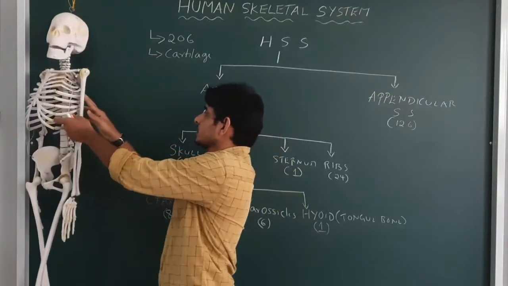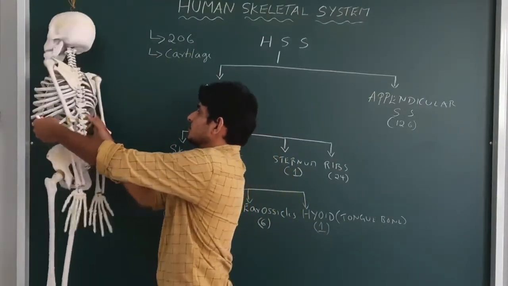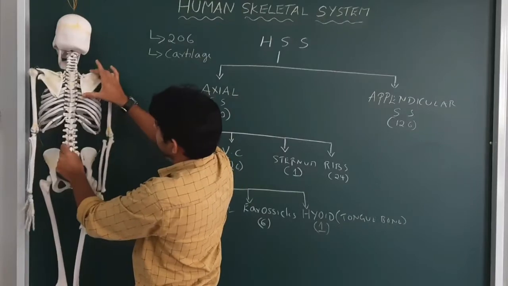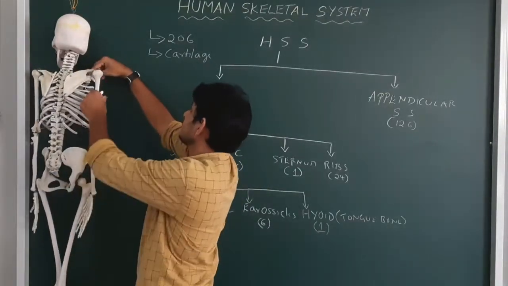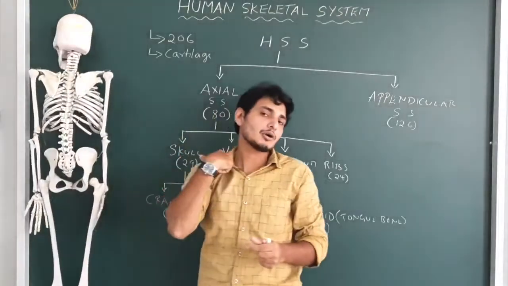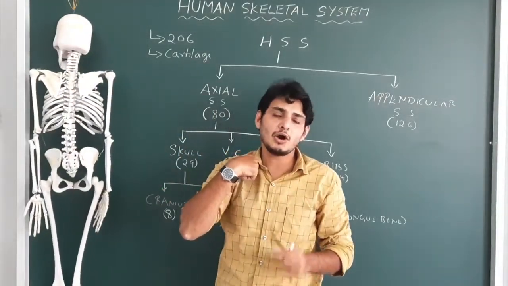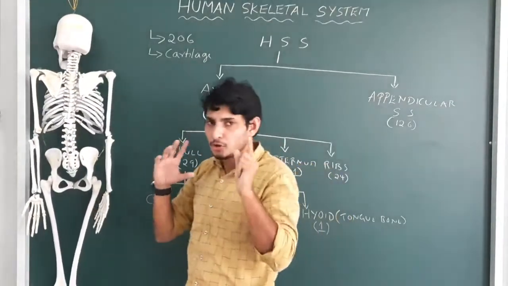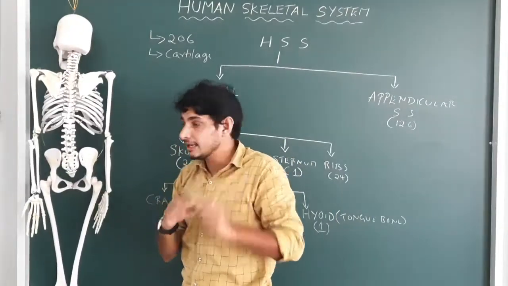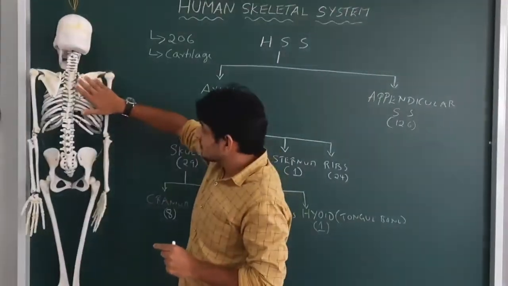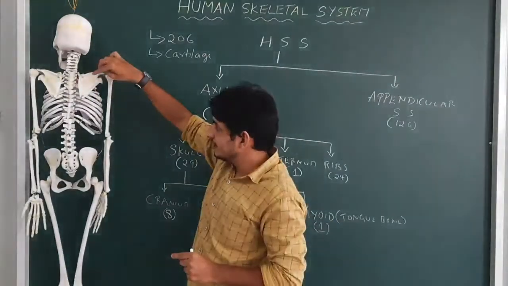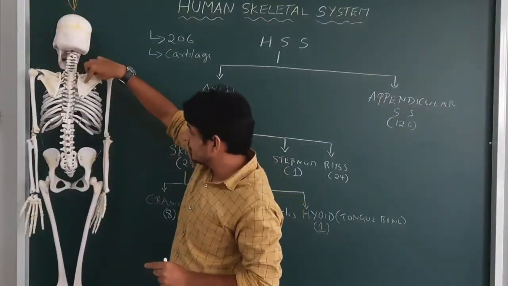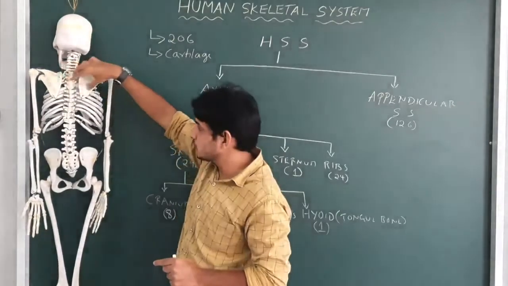What is the meaning of appendicular skeletal system? See here, let me show you this part. This is called the scapula. There is a bone here, you could feel it. Here you have a bone called the clavicle, also called collarbone. Anyhow, I'm going to deal with it in detail later. This is called the pectoral girdle. Pectoral girdle is normally one here and another here. So 2 pectoral girdles are there.